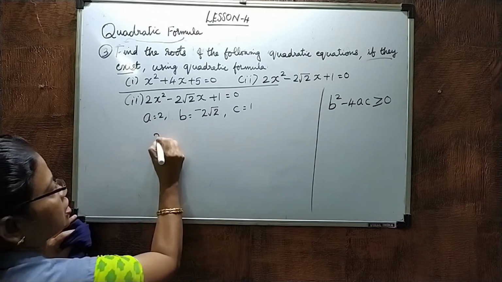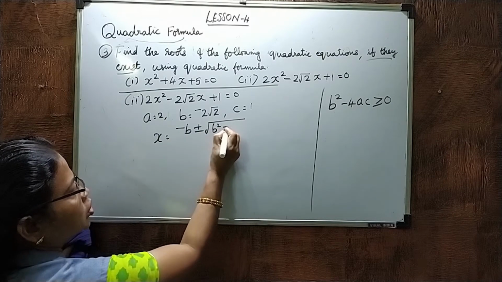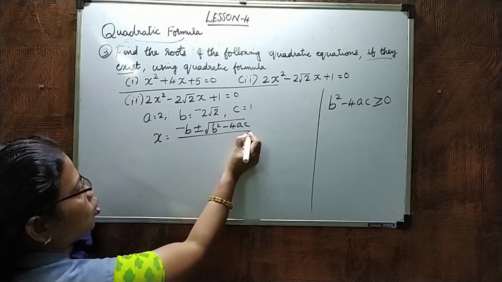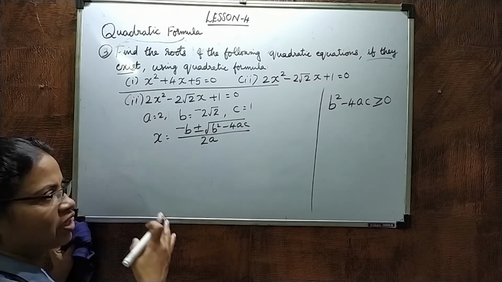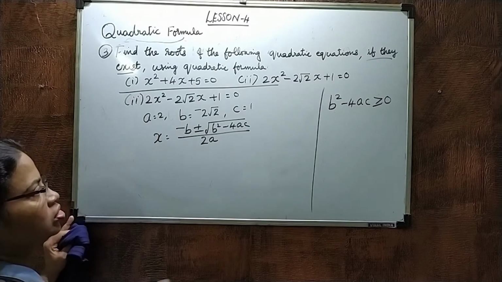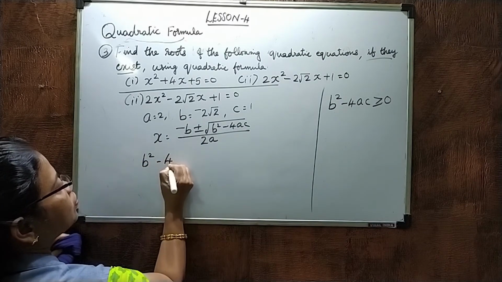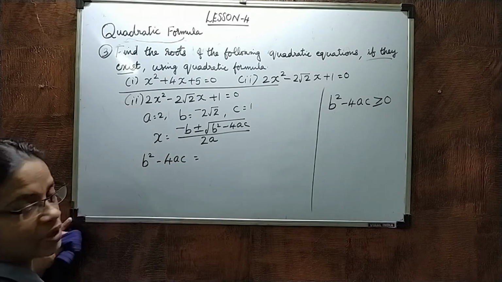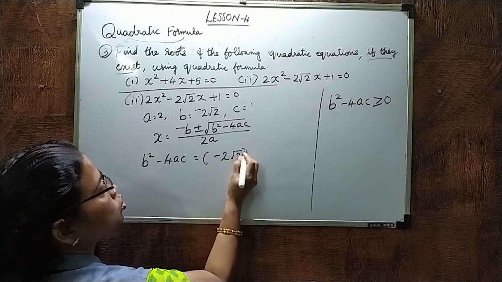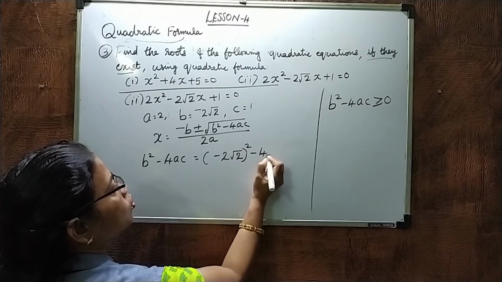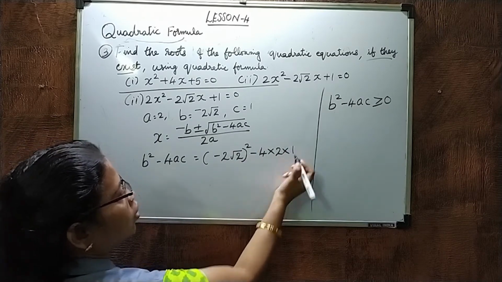It is x is equal to negative b plus or minus root of b square minus 4ac the whole divided by 2a. If you write the formula, at least you will get half mark, whether the balance is wrong or not. So next step, it is b square minus 4ac you have to find out. What is b square minus 4ac? b square, it is (negative 2 root 2) square minus 4 into what is a? It is 2 into c is 1.